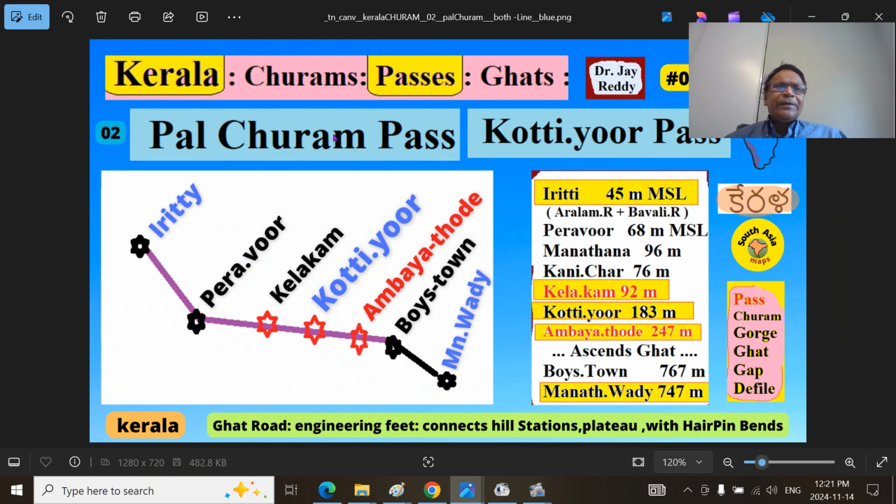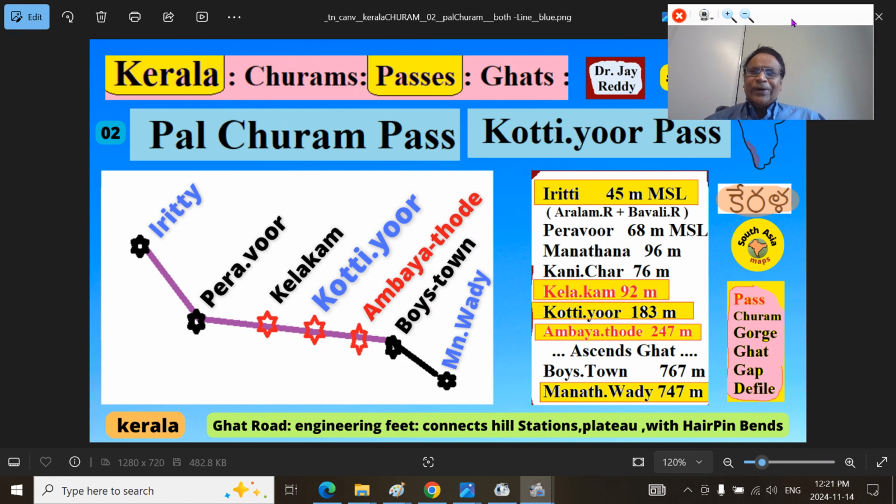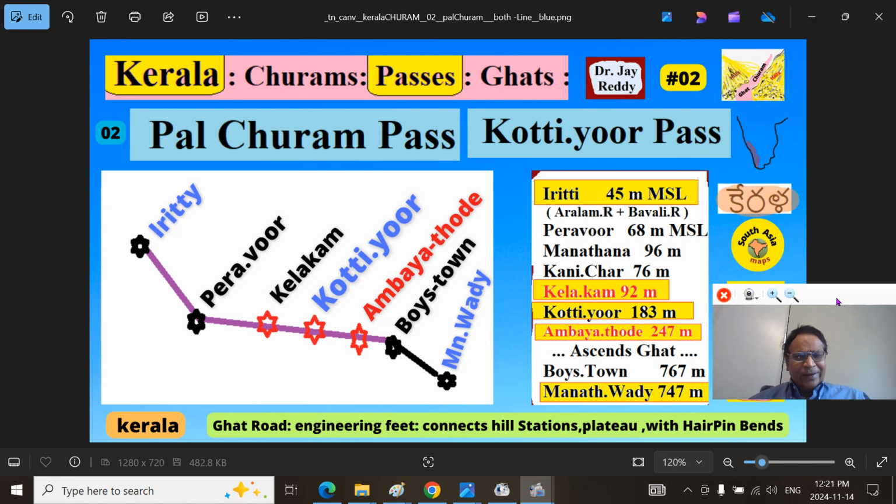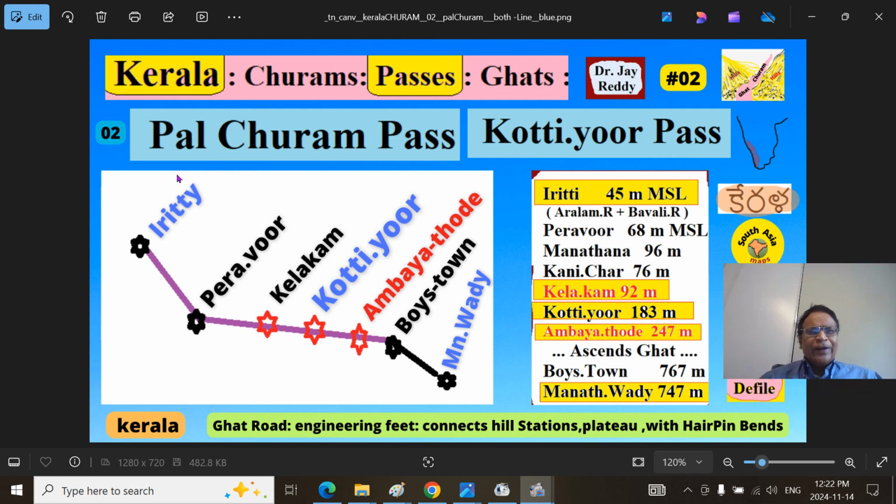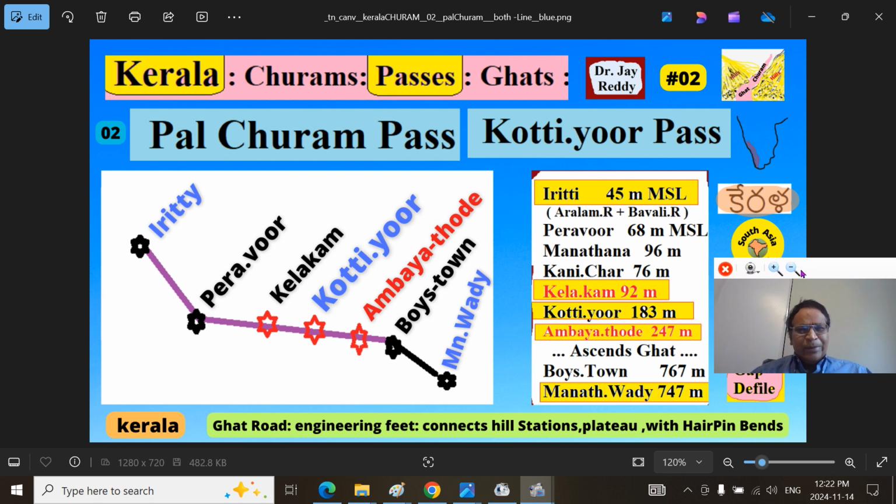And this is the Churam pass, KottiYoor pass. Remember, these passes are sometimes given different names, but they are essentially mentioning the same thing. These passes, Churams, are named after prominent urban centers of that area. KottiYoor pass and AmbayaThode pass are essentially the same Churam pass. That's why I have given different names here, which I will show you on the actual map. But if you keep this image in picture, that will help you a lot to orient.